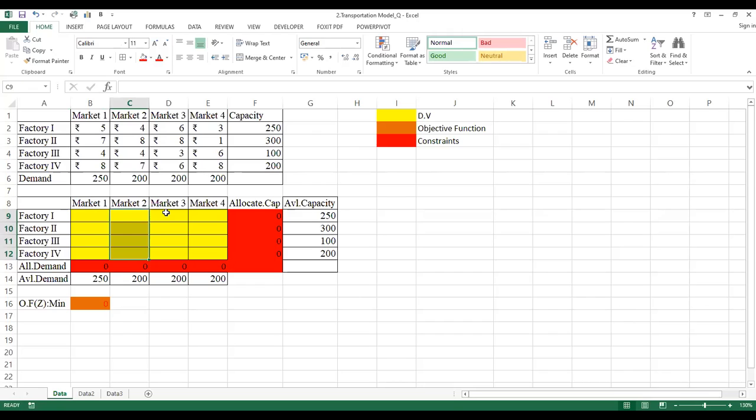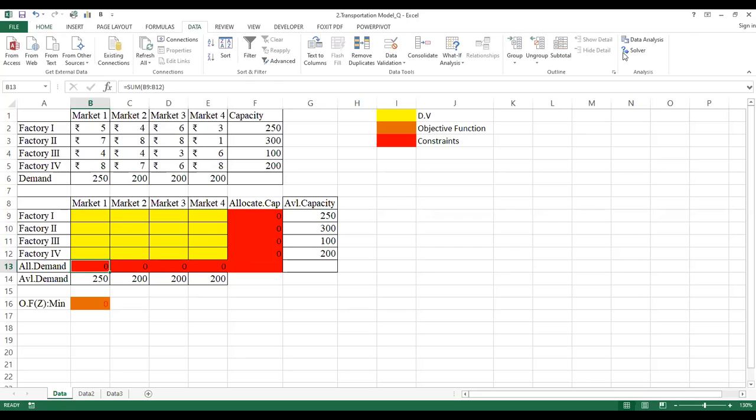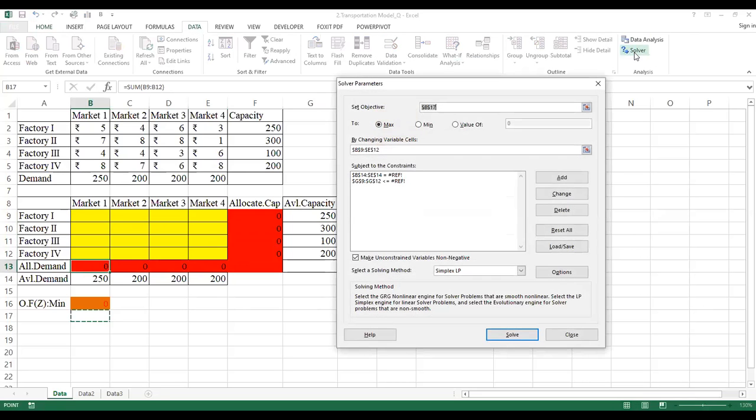Less is okay. Here also not more than. Whatever the cells are filling here, it should not be more than 250. Here, it should not be more than 300. So how many constraints? 1, 2, 3, 4, 5, 6, 7, 8 constraints. Only one time you do it, then you drag it. After that, you can go to solver. Up to this I'll do it.